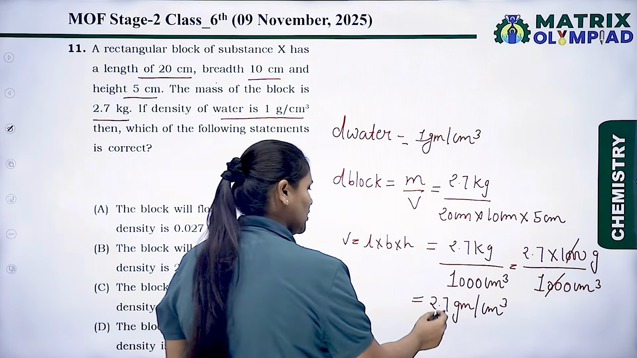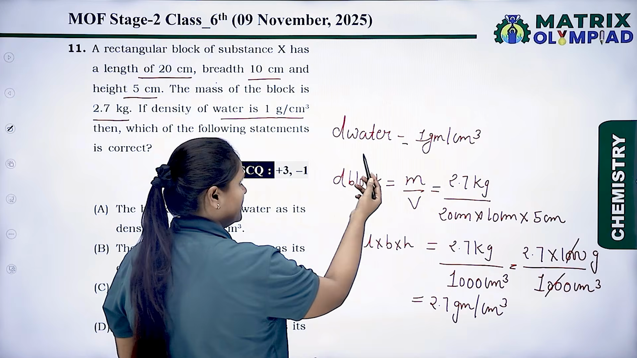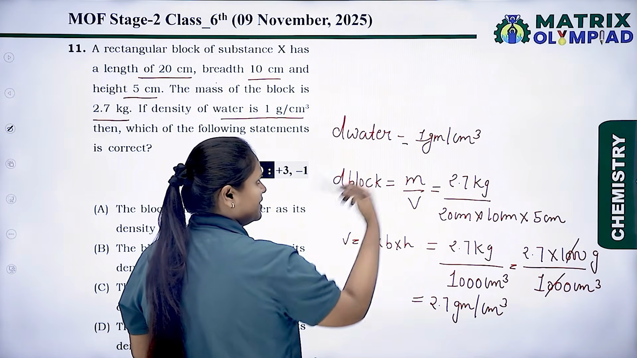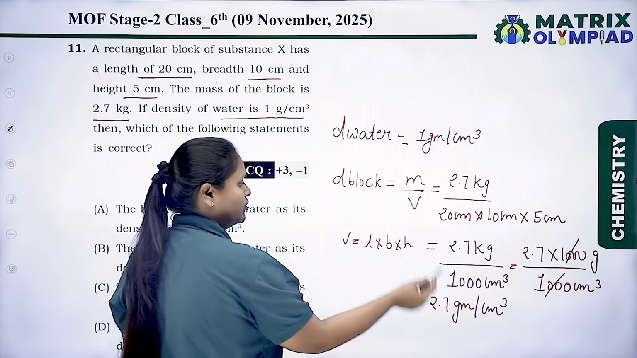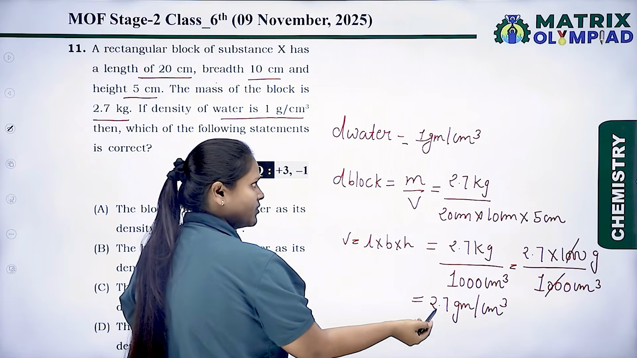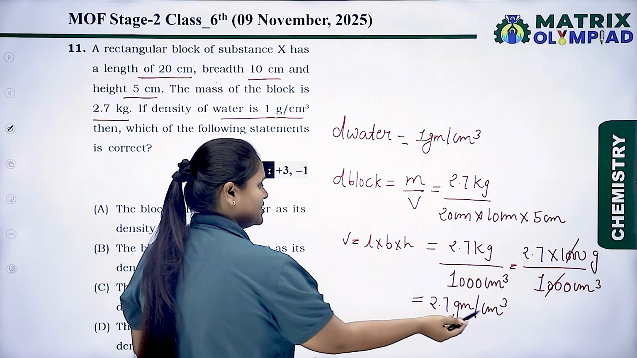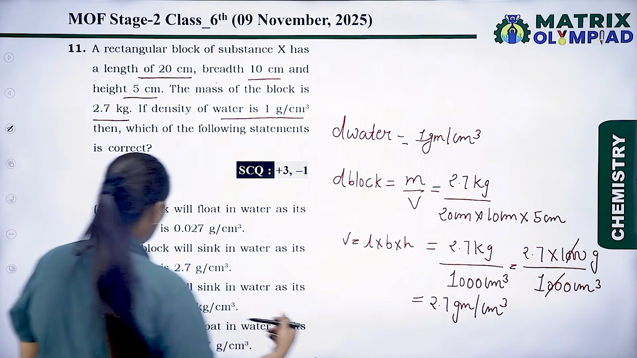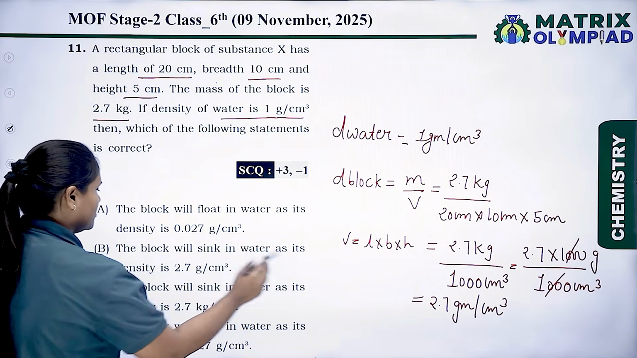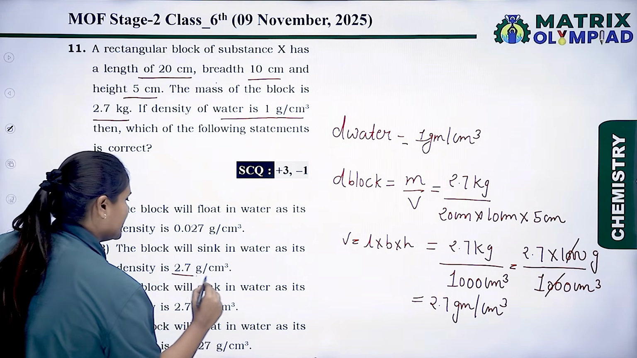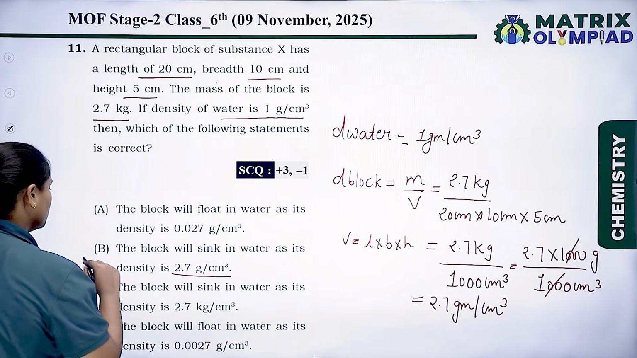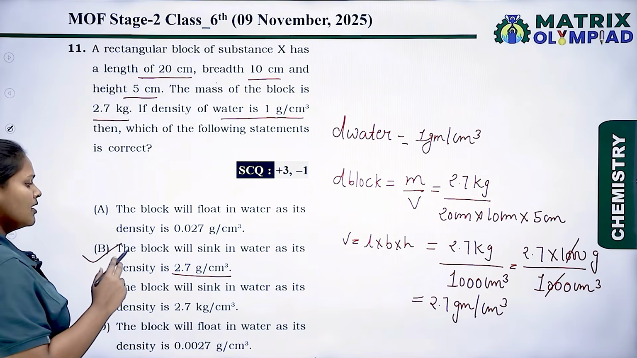So we found the density of the block, and the density of water is 1 gram per centimeter cube. So we know the density of the block is high. Density of the block is high, so it will sink into the water. So the block will sink into the water as its density is 2.7 gram per centimeter cube. So the correct option is B.